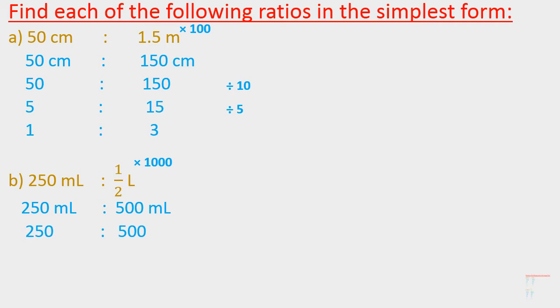We must simplify the ratio. The two numbers are divisible by 10. 250 divided by 10 equals 25. 500 divided by 10 equals 50. It's not the simplest form. We can divide the two numbers by 25, or divide by 5 and again divide by 5. 25 divided by 25 equals 1. 50 divided by 25 equals 2, and 1 to 2 is a ratio in its simplest form.